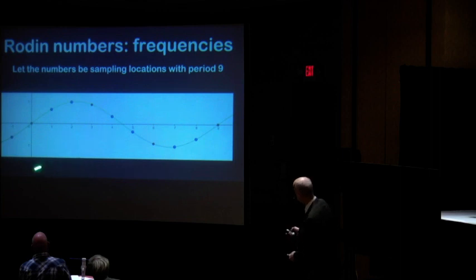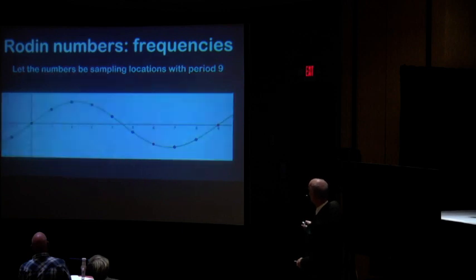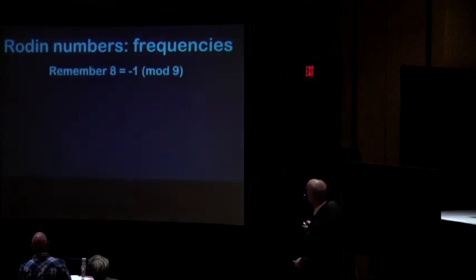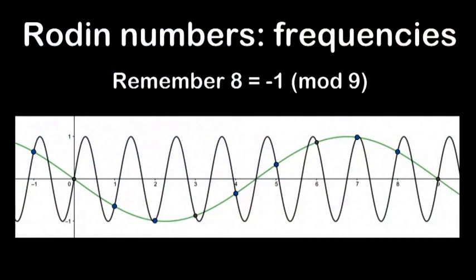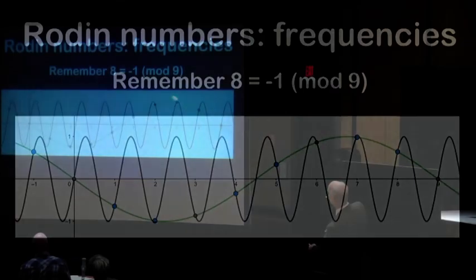Here's something I want to point out: mod 9, these sampling points look identical to mod -1. Remember that 8 is -1 mod 9? So if I have a sine wave that's 8 times this length and I sample them at exactly the same points, I can't distinguish between these 2. You see that? I'm going to get exactly the same points because 8 is -1 mod 9.